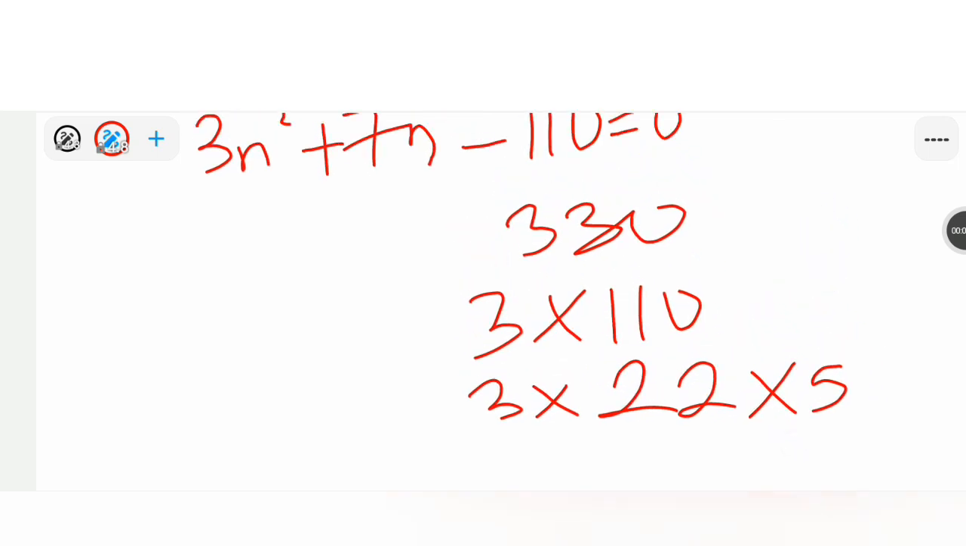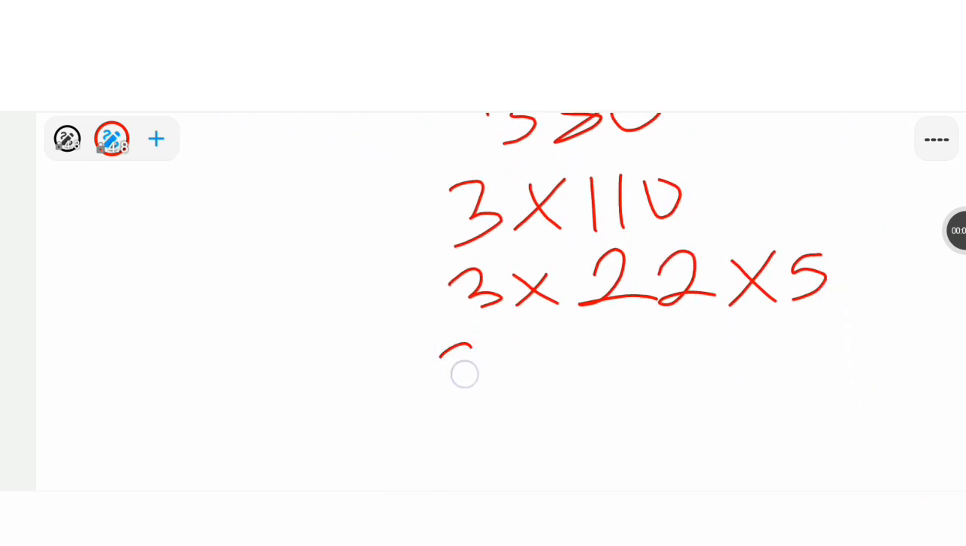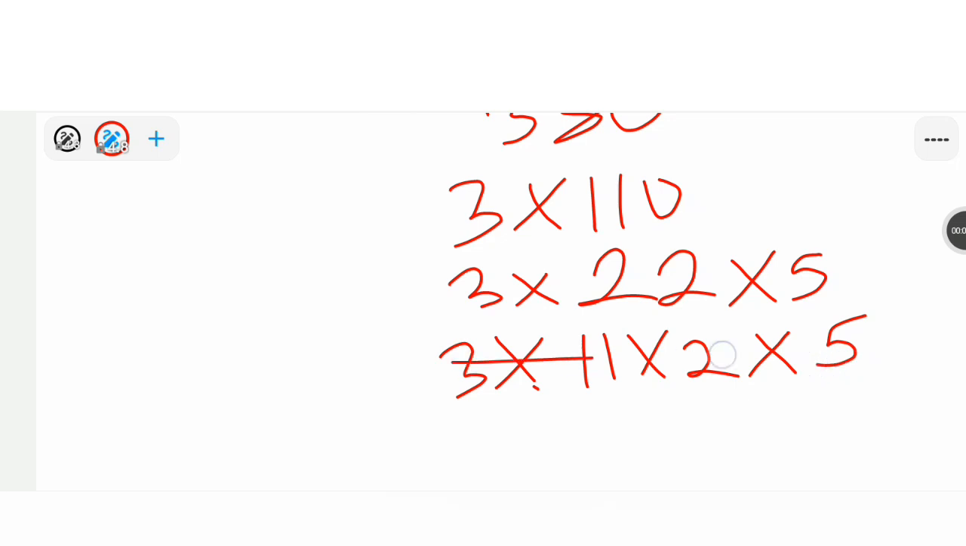Okay, so 3 times 22 times 5 will also give you 330. I'm just looking for a way to get 7. So let's break 22 down. 22 is also 3 times 11 times 2 times 5. So if you multiply this, you also get 330. Let's just pair it and see if we can get 7.